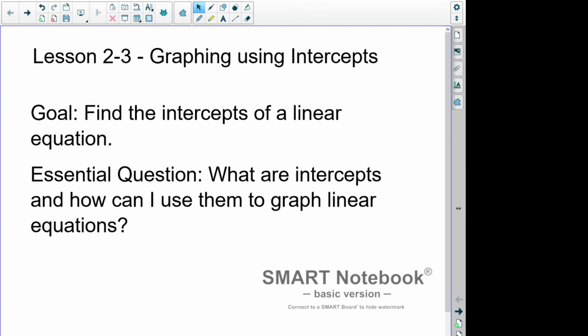We're also going to talk about a couple of other things, in terms of being able to tell whether an equation is a linear equation or not, and then also talk about another form of a linear equation called the standard form. Our goal today is to be able to find the intercepts of a linear equation, and our essential question is, what are intercepts, and how can we use them to help us graph linear equations?